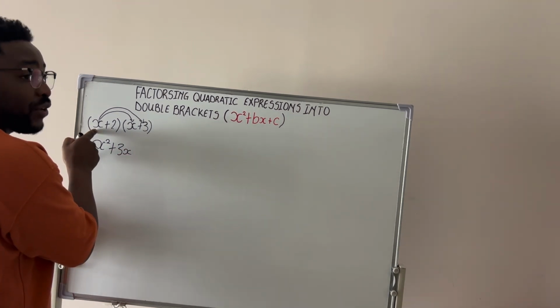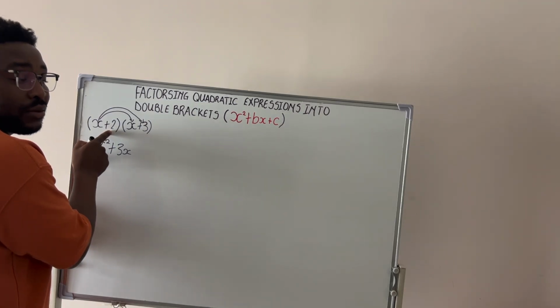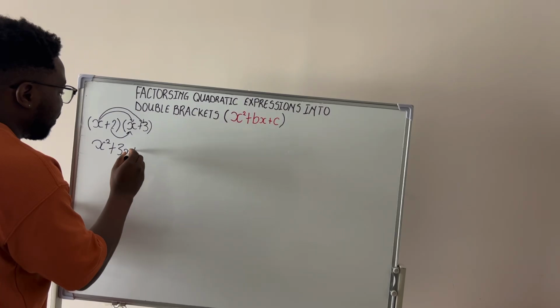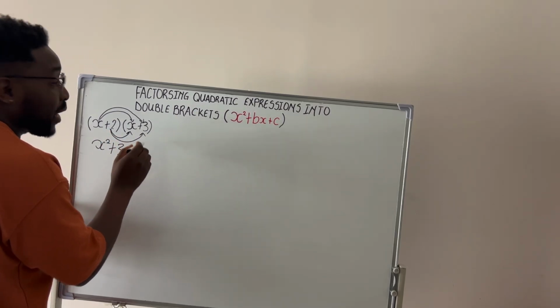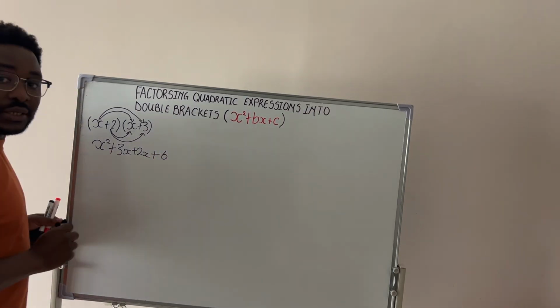Okay, so I'm done with my first term. Now I have to deal with my second term over here. Positive 2 by x gives me positive 2x. Positive 2 multiplied by positive 3 gives me positive 6.